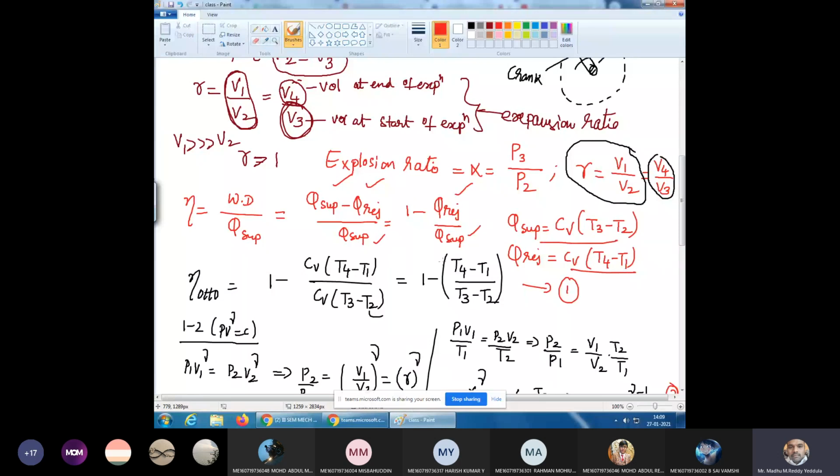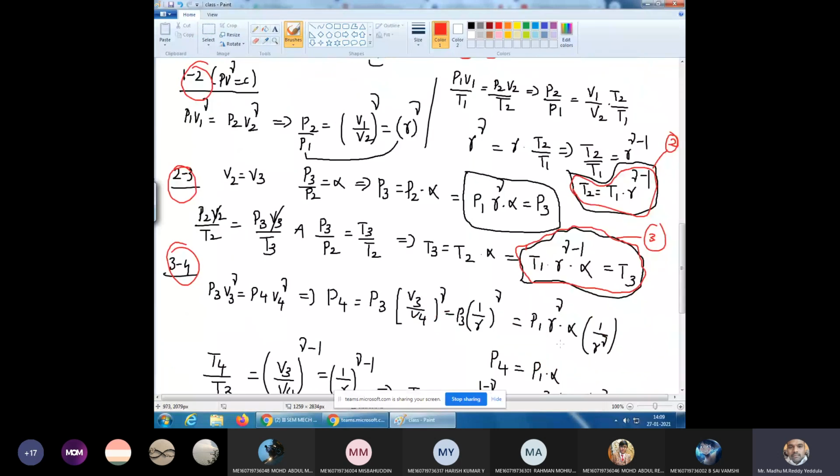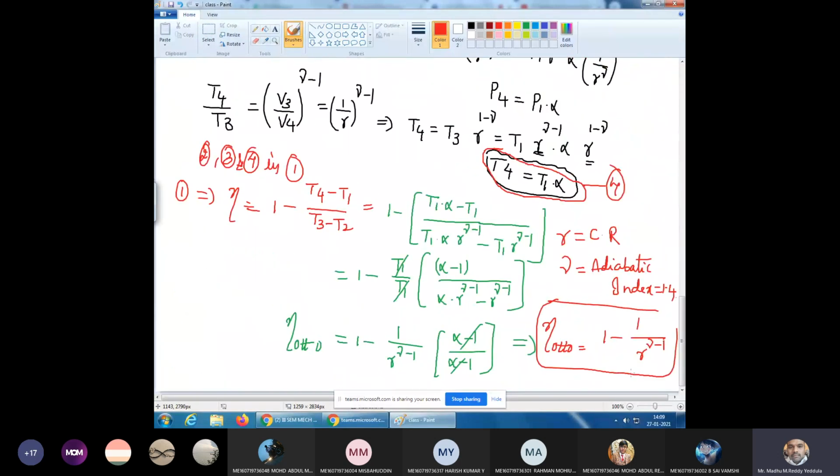Now I want to eliminate T4, T3, T2 in terms of T1. For that, I considered each process: 1 to 2, then 2 to 3, then 3 to 4, and eliminated T2, T3, T4 in terms of T1. Finally, after substitution, we got the Otto cycle efficiency equal to 1 minus 1 by R power gamma minus 1. This is the efficiency of the Otto cycle.